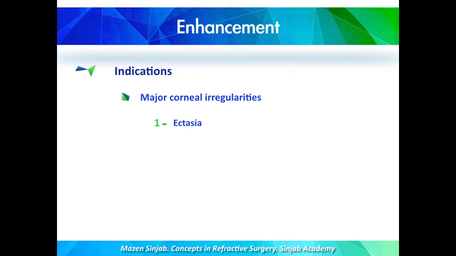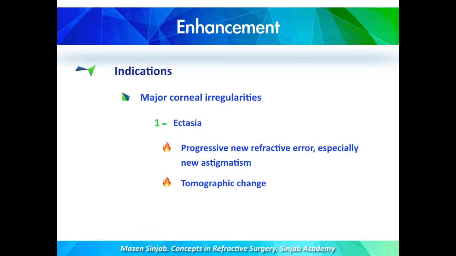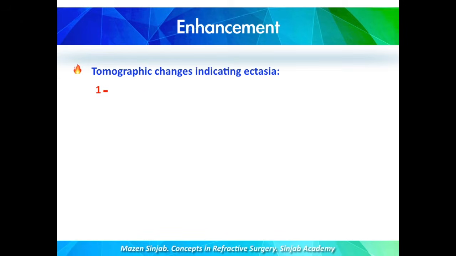Now, what is ectasia? Ectasia is a progressive new refractive error, especially new astigmatism. And we have to emphasize the word new. It is not a regression of part or all the pre-op refractive error. It is a new refractive error, especially new astigmatism. In addition, the tomographic changes indicate ectasia. Now, what are the tomographic changes indicating ectasia? There must be three parameters.